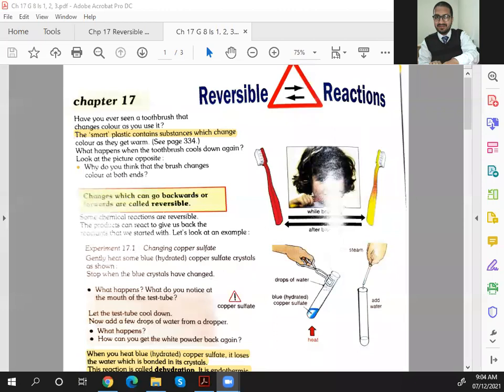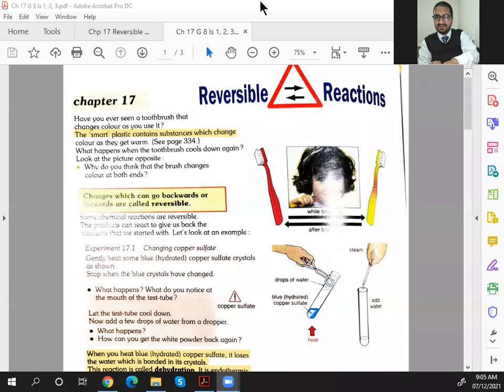Welcome again. That is the second period, or you can say the second lesson of your chemistry. If you remember, yesterday we learned about chapter number 17, reversible reactions, in which I explained there are different types of chemical reactions, in which reactants are converted into products.